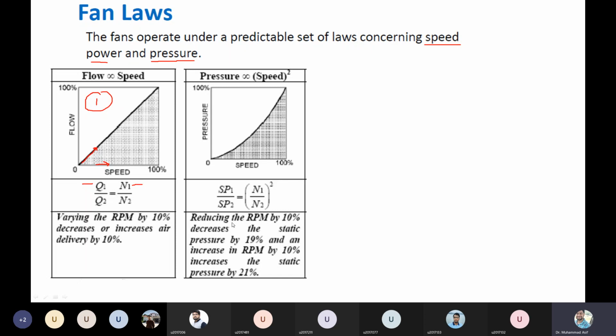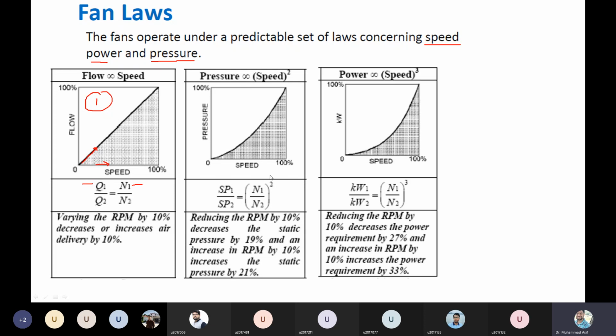That means if you reduce the speed, the RPM, by 10%, the static pressure will be decreased by 19%, and an increase in RPM of 10% will increase the static pressure by 21%. This is because the relationship is a square of the speed. So that's the second fan law, the relation between static pressure and the speed.